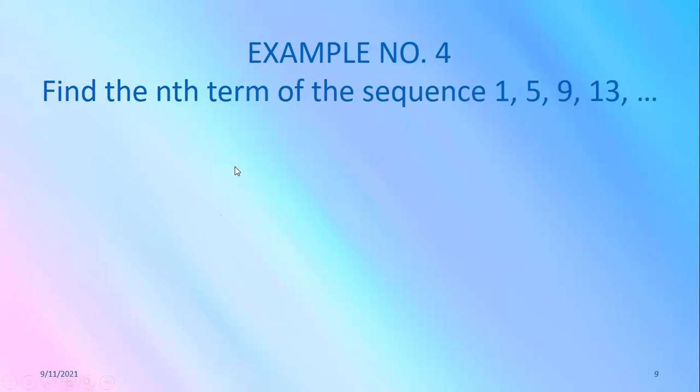Okay, so you're asked to find the nth term of the sequence. It's a different example, but the procedure is the same. You're asked to find the nth term of the sequence 1, 5, 9, 13, and so on and so forth. Let's list down all the given parameters. Your a sub 1 is 1, and your common difference is 5 minus 1, which is equal to 4. Since you're looking for the nth term, we're looking for the explicit formula.